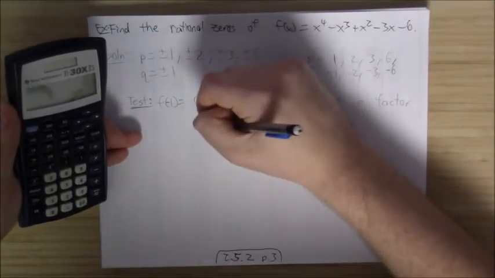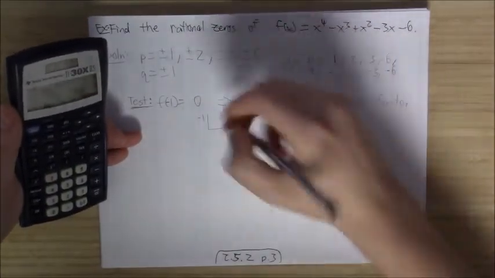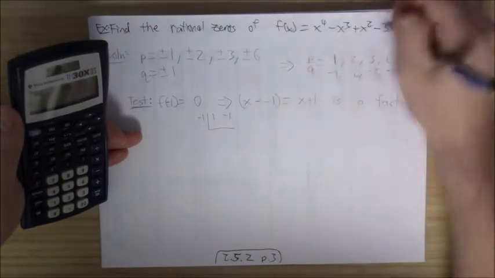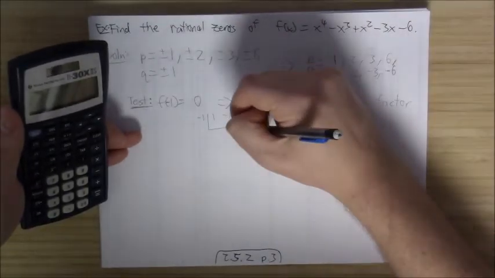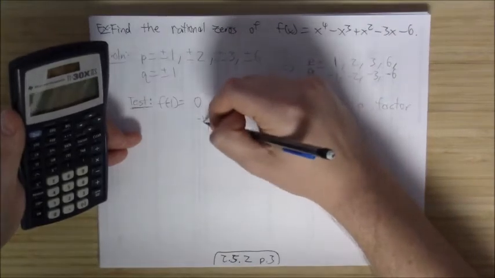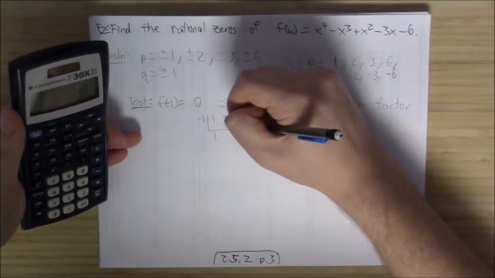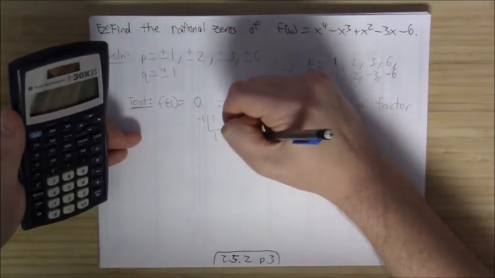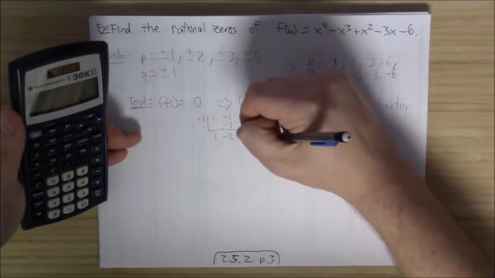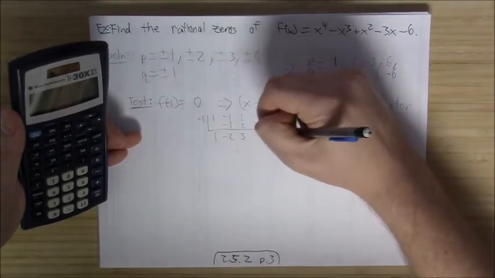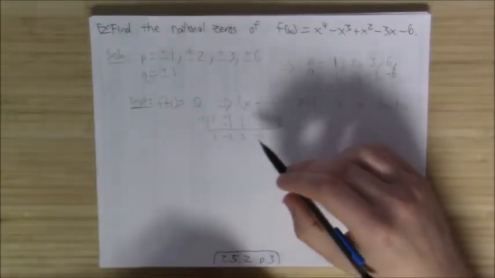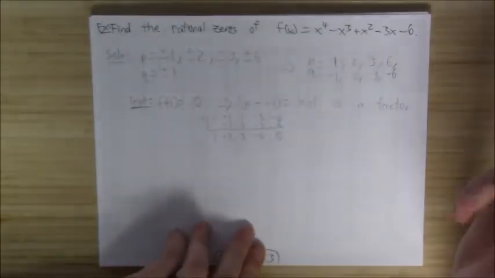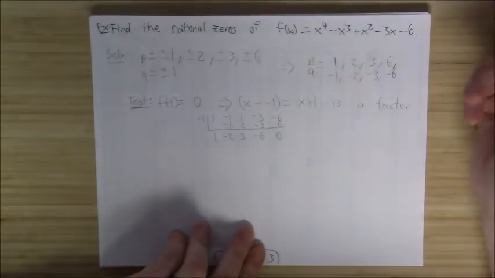Synthetically dividing out, we have a negative 1 here, we have 1, negative 1, 1, negative 3, negative 6. 1 comes down, negative 1 times 1 is negative 1, negative 2, positive 2, 3, negative 3, positive 6, 0, of course. Well then, if that's the case, we've now factored out x plus 1.